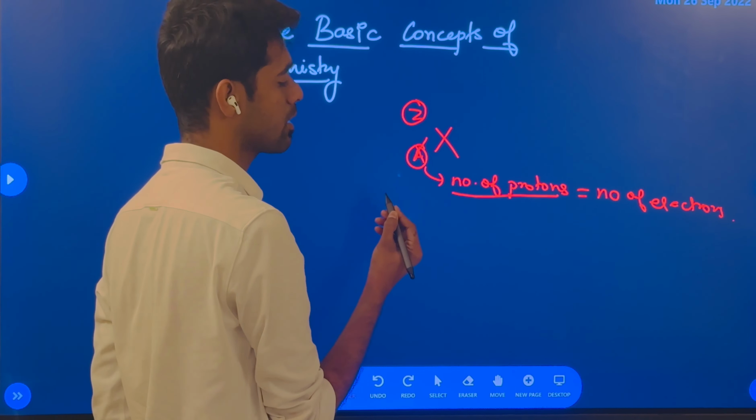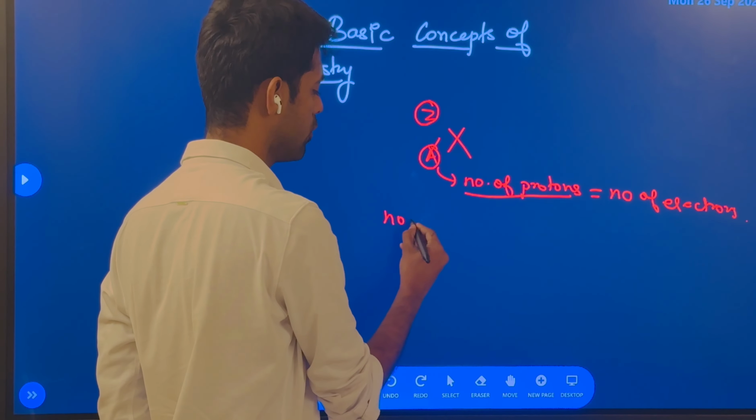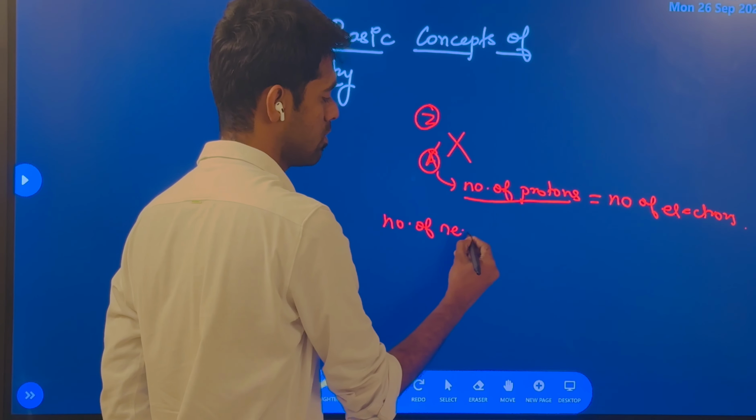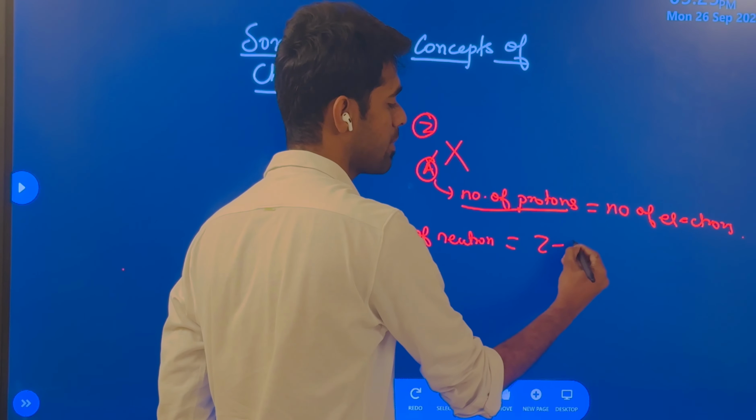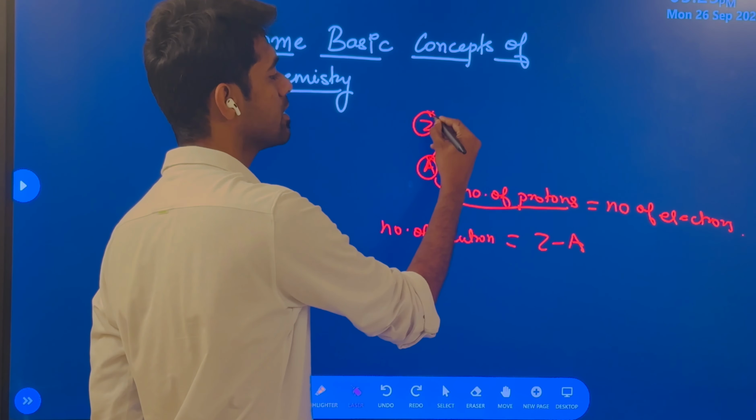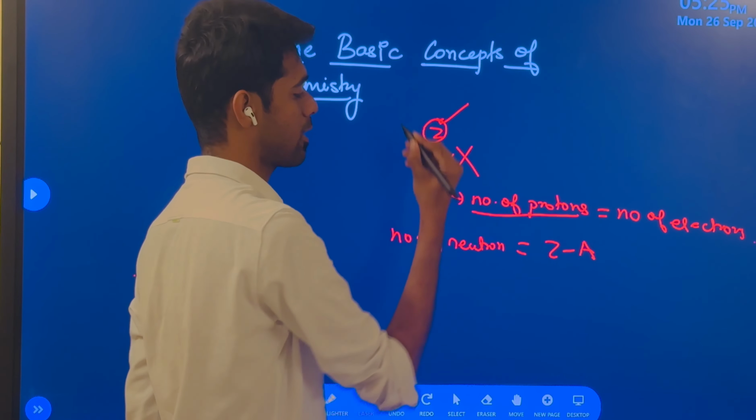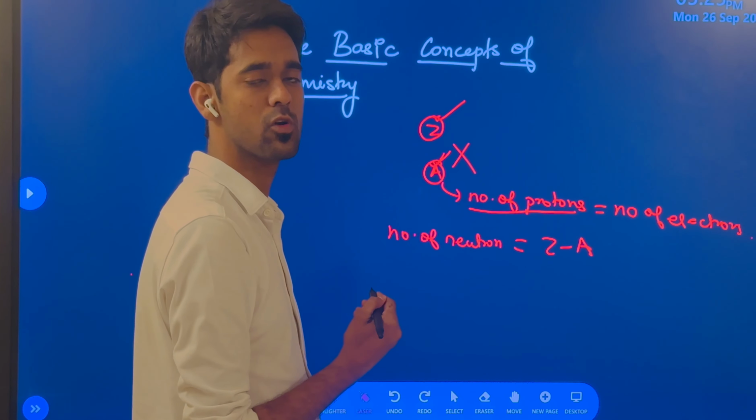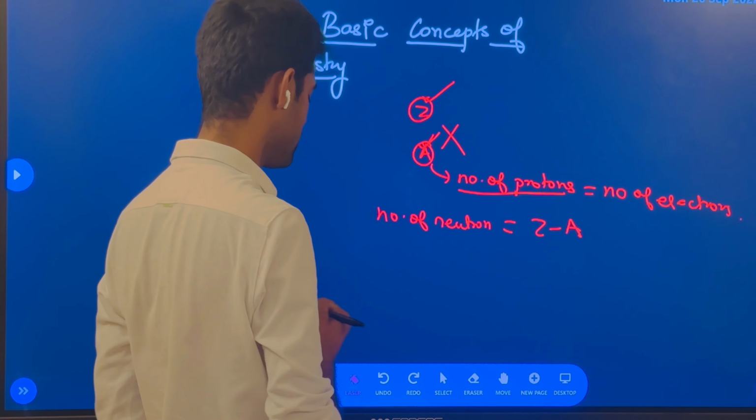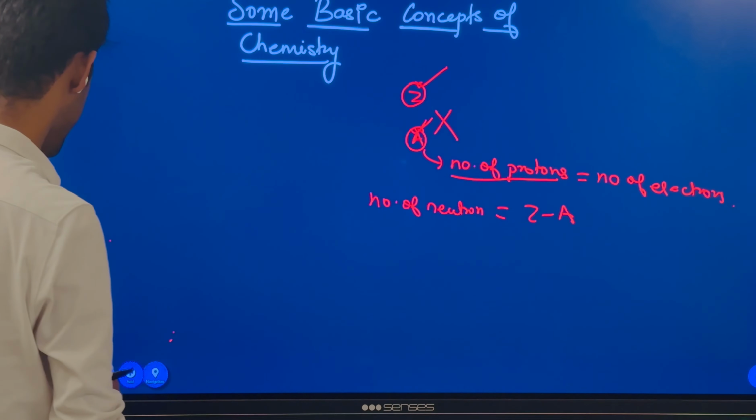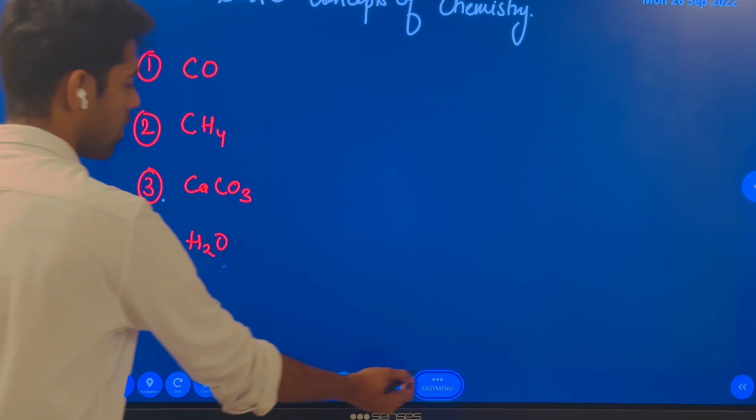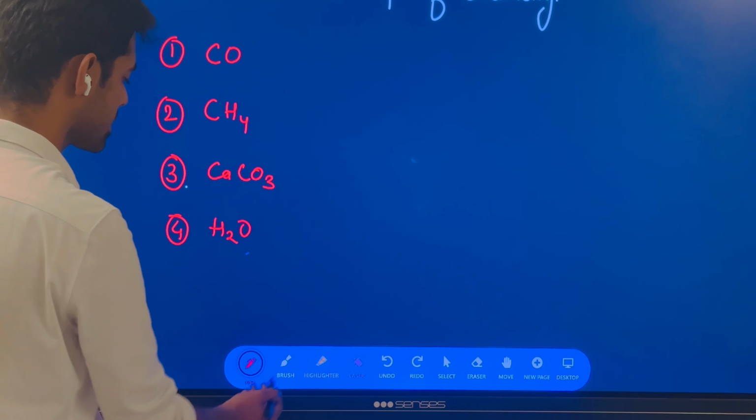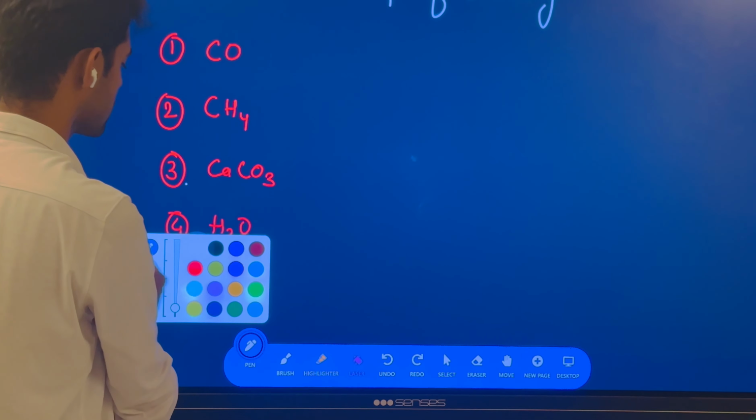Now how to find out the number of neutrons? The number of neutrons for a particular element, an atom, is equal to A minus Z. That is the difference between this atomic mass and this atomic number. This is how you will be able to find out the number of neutrons. Now I am going to show you some examples with respect to the calculation of the number of electrons, protons and neutrons.